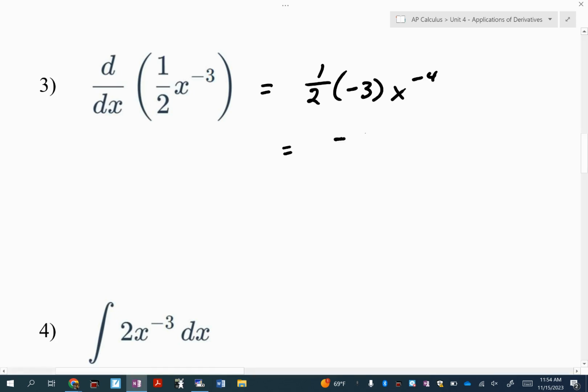So this is -3/2 x to the -4th power. That's it. Yeah, I mean, there's nothing else you can do.